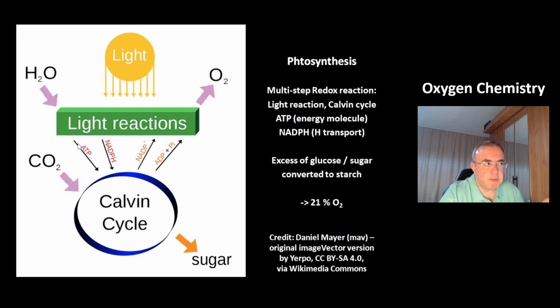Important compounds are ATP, that's adenosine triphosphate, which is the energy molecule. And the energy is in the phosphate groups. And NADPH, that's the hydrogen transport molecule. These molecules make this reaction possible. Product is sugar, that's glucose. And excess glucose is converted to starch for storage. And the byproduct oxygen, that's where the 21% oxygen in the atmosphere comes from.